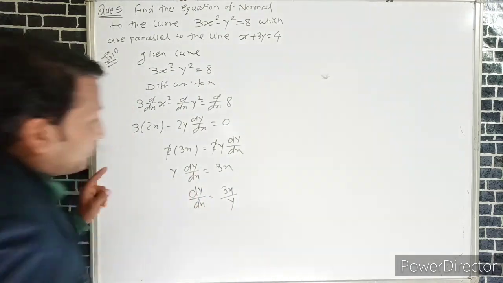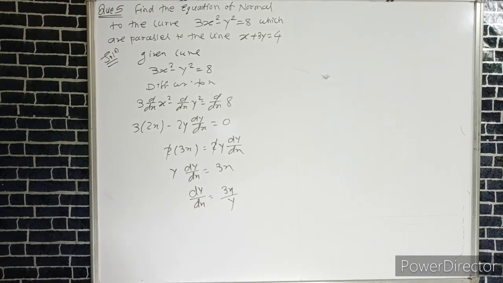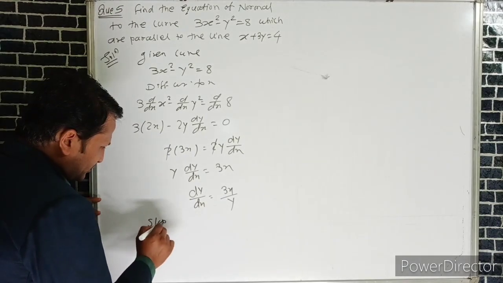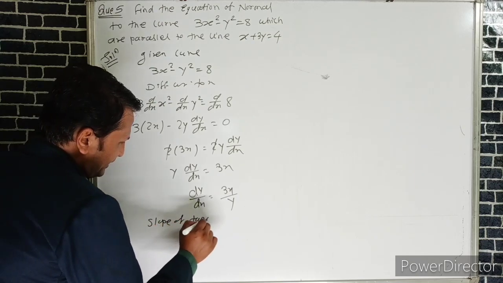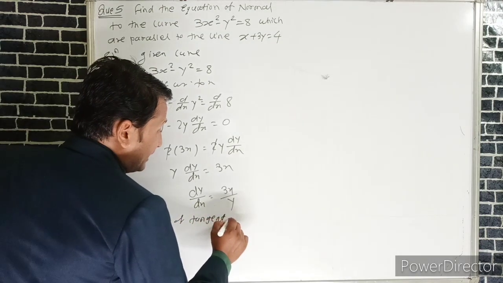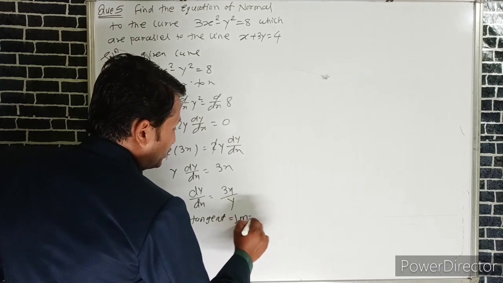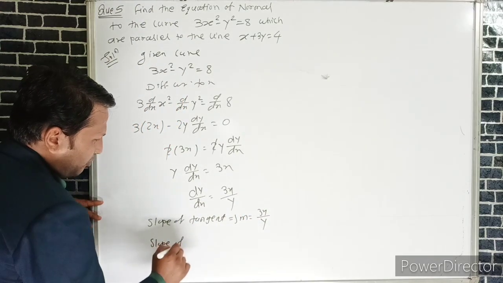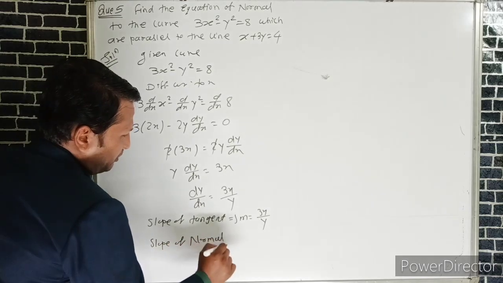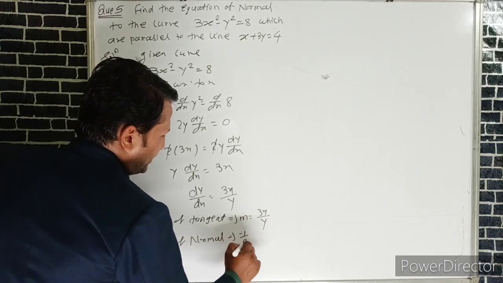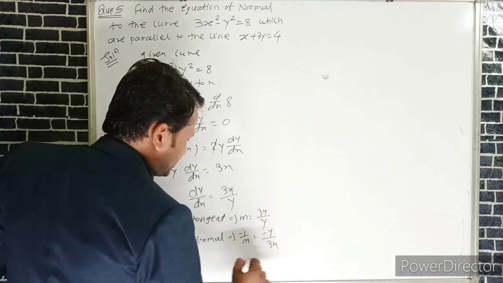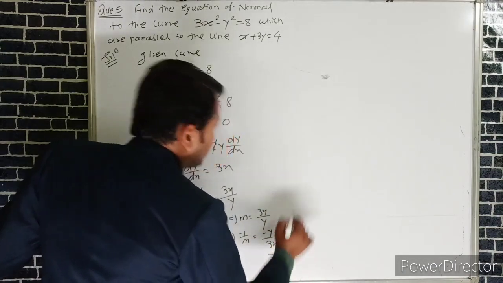Therefore, from this we can find the slope of the normal. So we can say that the slope of the tangent, that is m, is equal to 3x upon y. We know that the slope of the normal, which is minus 1 by m, is equal to minus y upon 3x, which is number 1.